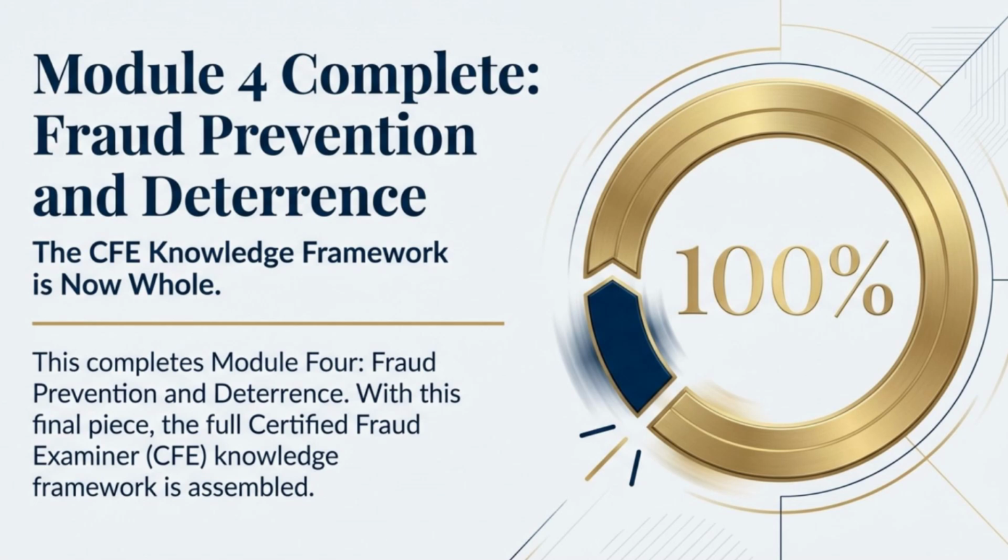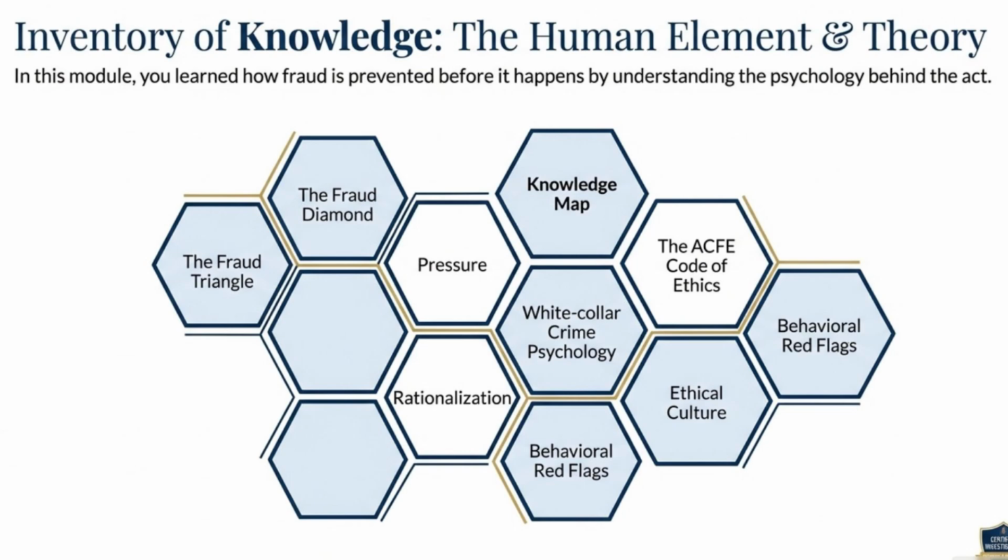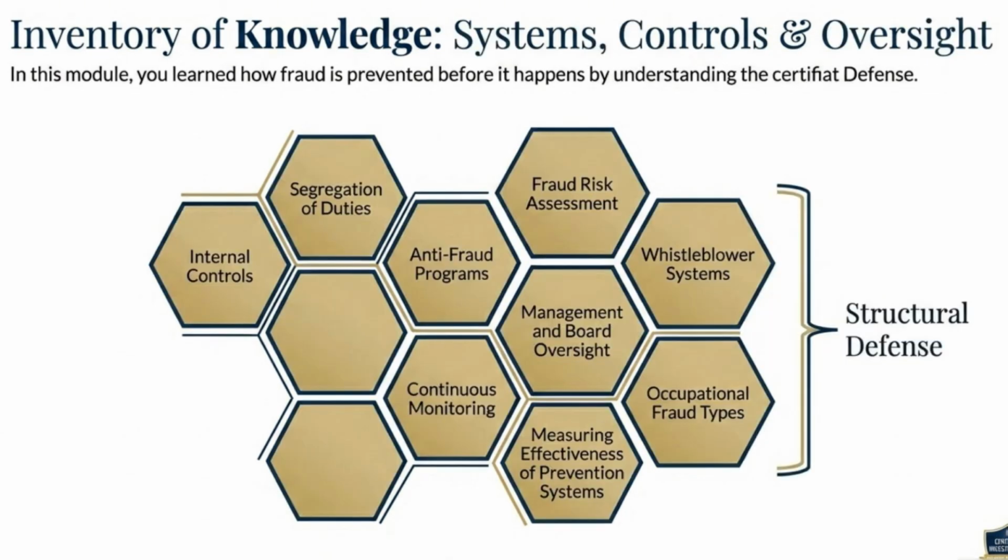This completes Module 4, Fraud Prevention and Deterrence, and with it, the full CFE knowledge framework. In this module, you learned how fraud is prevented before it happens by understanding the fraud triangle and fraud diamond, pressure and rationalization, occupational fraud types, ethical culture, internal controls, segregation of duties, fraud risk assessment, anti-fraud programs, whistleblower systems, management and board oversight, continuous monitoring, behavioral red flags, white-collar crime psychology, the CFE Code of Ethics, and how to measure the effectiveness of prevention systems.